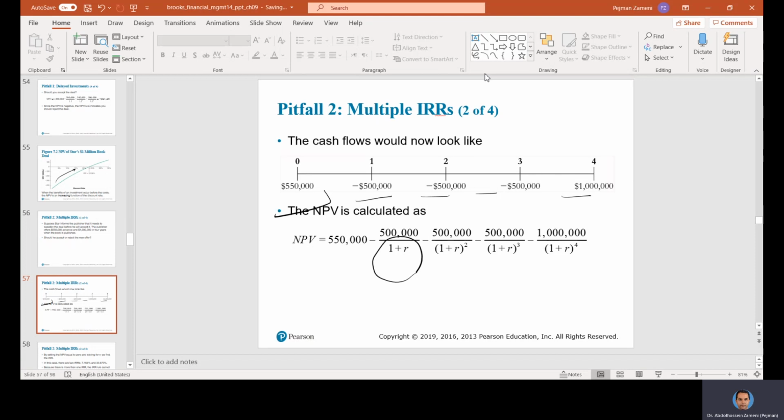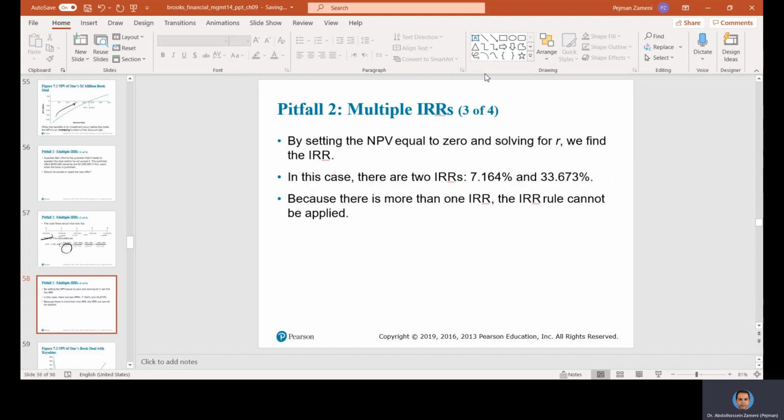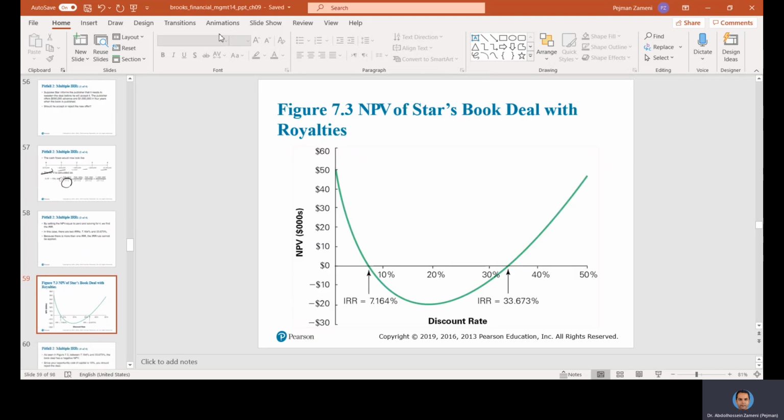Here, we're trying to find the IRR. See the signs here: negative, negative, negative, and this one's supposed to be plus, I guess. By setting the NPV equal to 0 and solving for R, we find the IRR. In this case, there are two IRRs, 7.16% and 33.67%. Because there is more than one IRR, the IRR rule cannot be applied. See here? We got two IRRs.